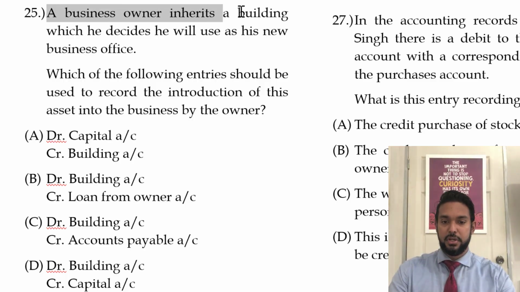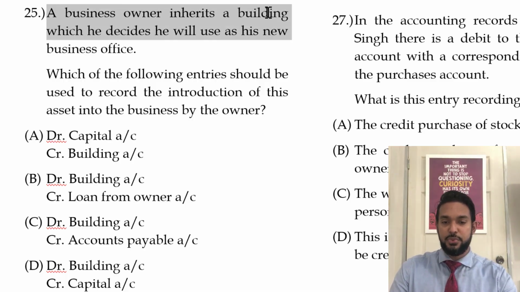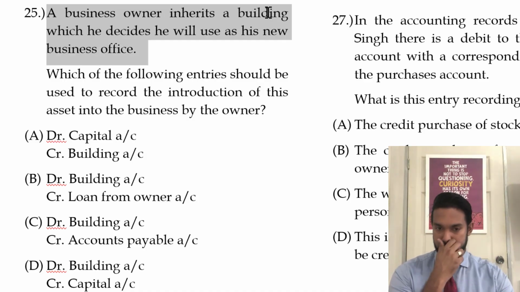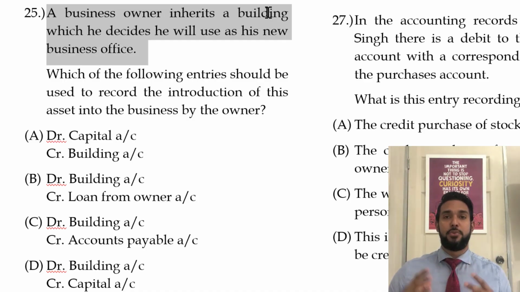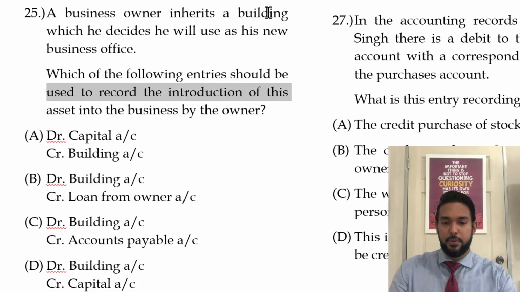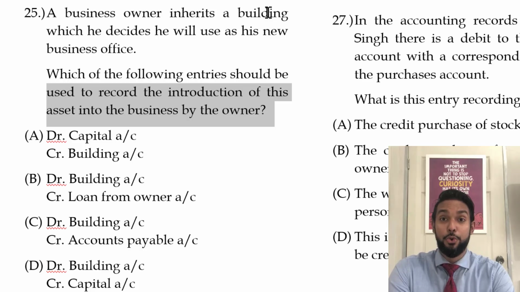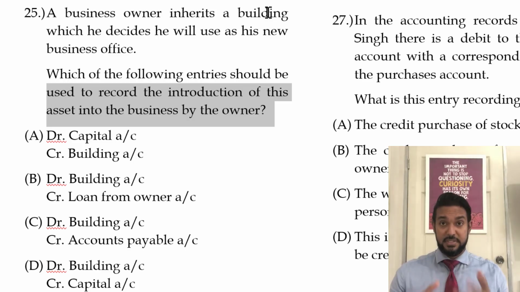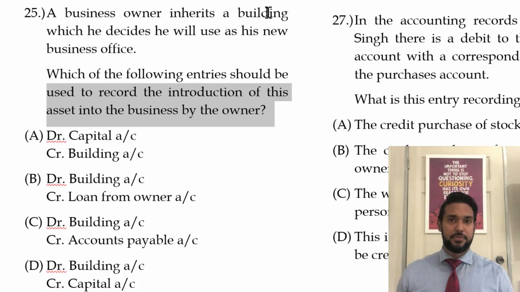So a business owner inherits a building which he decides he will use as his new business office. Okay? So the owner is bringing a building into the business. Which of the following entries should be used to record the introduction of this asset into the business by the owner? So they're telling you something here. The owner is introducing an asset. Anything the owner introduces is going to be recorded as capital. So what is being brought in specifically? A building. So where's the value coming from? It's coming from the owner, which means the capital account has to be credited.